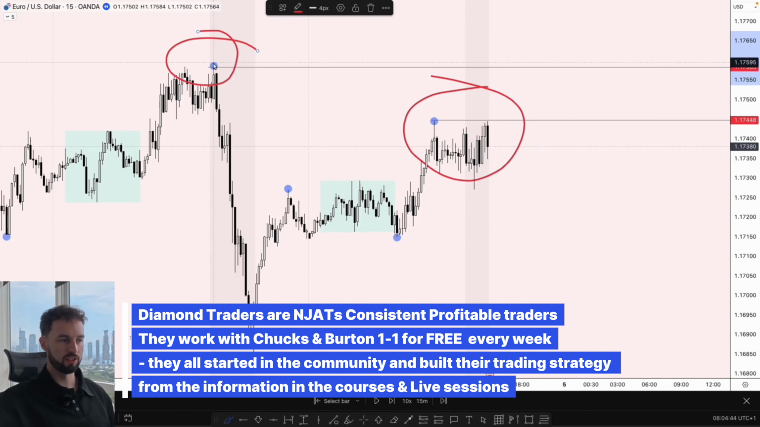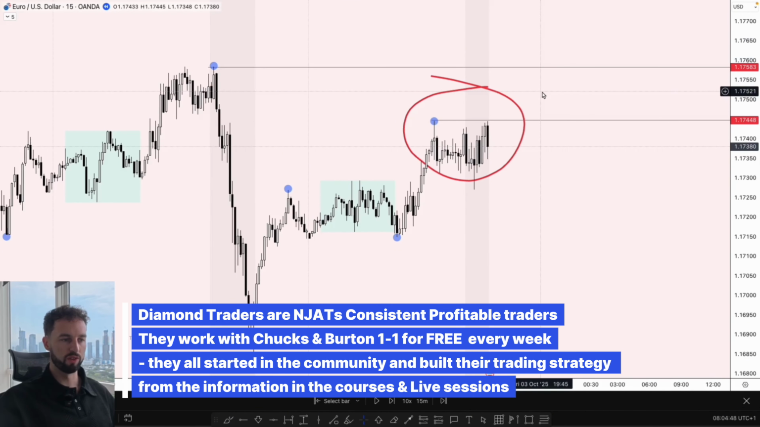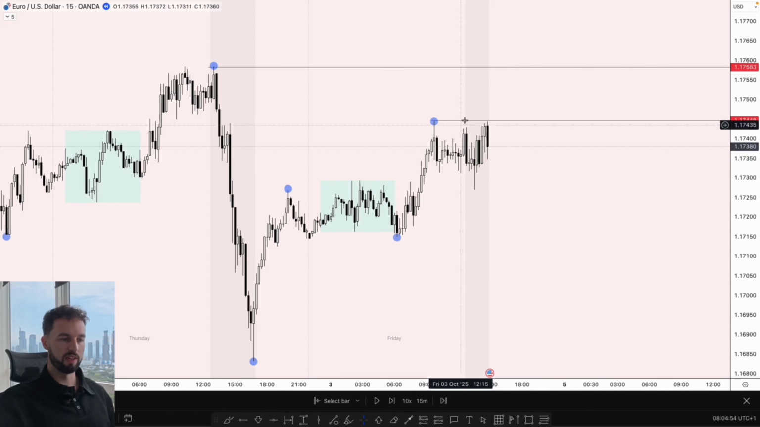This is a process that I shared with the diamond traders inside NJT, and they're already taking advantage of not getting involved in shit trades, which are going to take you out a lot of the time. And also they know when to sit out of the market and when to get involved in the market as well. So it's a really good process.